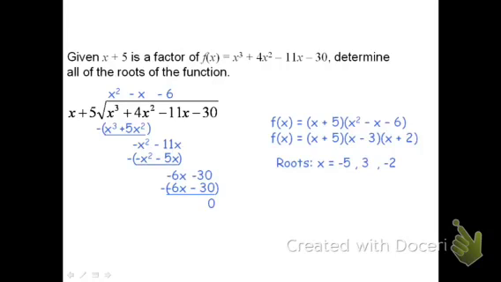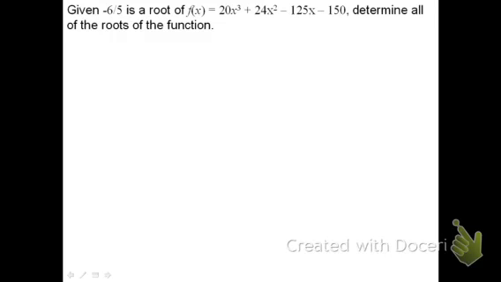Now let's take a look at another example. In this example, we're told that negative 6/5 is a root of the polynomial. If negative 6/5 is a root, that means x equals negative 6/5. To find the factor, I need to move the negative 6/5 to the other side, and I'll do that by adding 6/5 to both sides, in which case x plus 6/5 equals 0, or I can multiply both sides by 5 and say 5x equals negative 6.